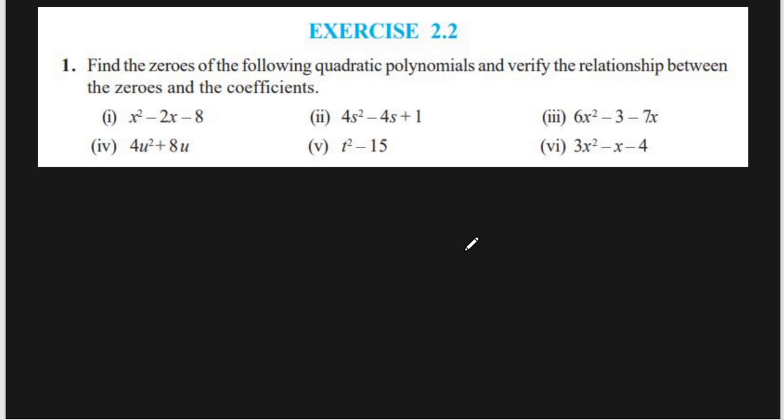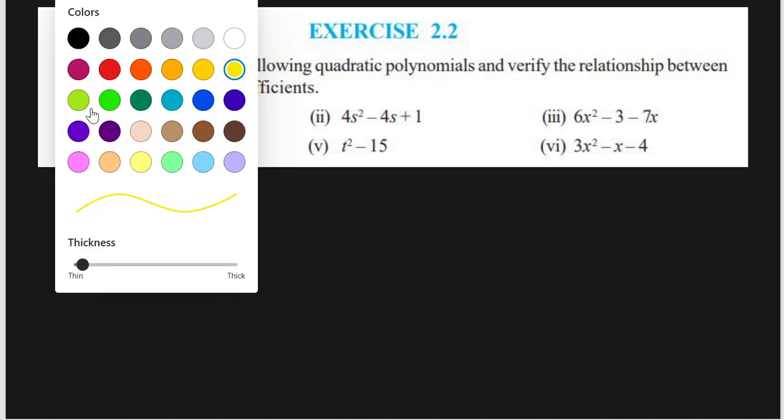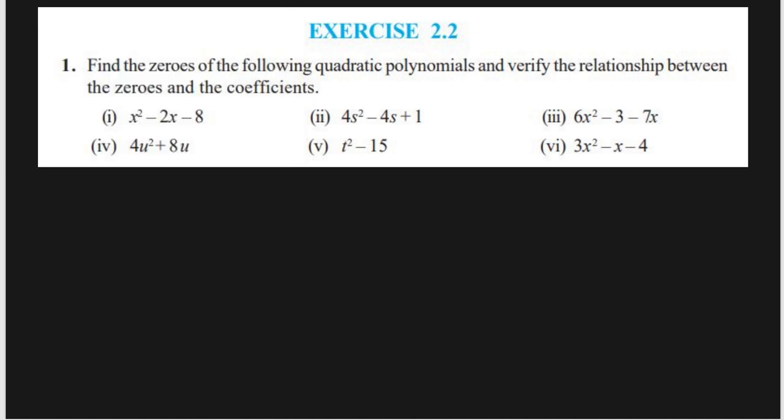First thing first, find the zeros of the quadratic polynomial. Now I think by reading the question itself, you will be able to figure out what we have to do. Find the zeros of the quadratic polynomial, and verify the relationship between the zeros and coefficients. So, start with the first. If you have to find the zeros, what is the first thing that you have to do? Find the factors. Take it equal to 0.